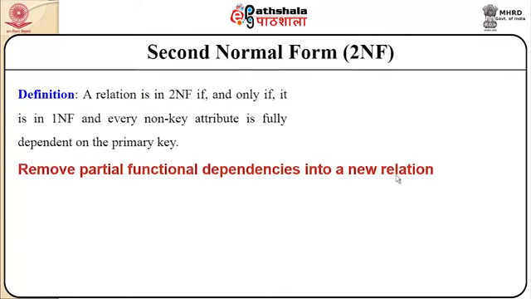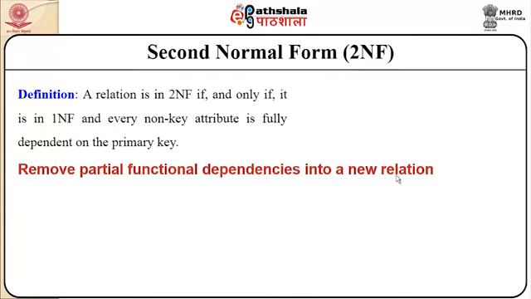So, after moving from an unnormalized table to the first normal form, we have made sure that there are no repeating groups available within this particular relation, and we have completely made sure that every value in this particular relation is atomic. So, it has been ensured by performing first normal form that there are no repeating groups or nested repeating groups available within this particular relation.